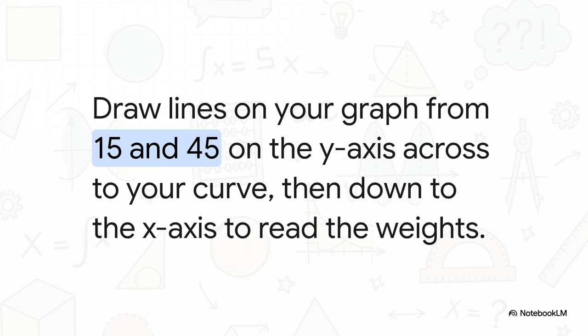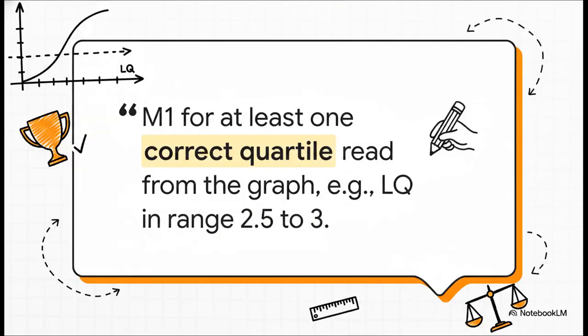Right, this next bit is so important. You have to show your working on the graph. I mean it. Draw the lines, go from 15 on the side, across to your curve, and then straight down. Do the exact same thing for 45. This is you literally showing the examiner, hey, look, I know what I'm doing. And here's another reason why showing your working is so smart. You get a method mark, even if your final answer is slightly off. As long as you correctly find just one of those quartiles from your graph, say you read the lower quartile as something between 2.5 and 3, you've bagged that M1.